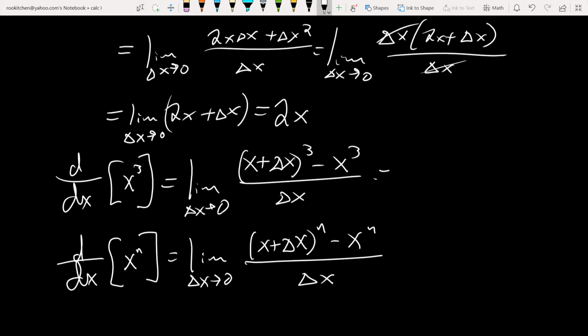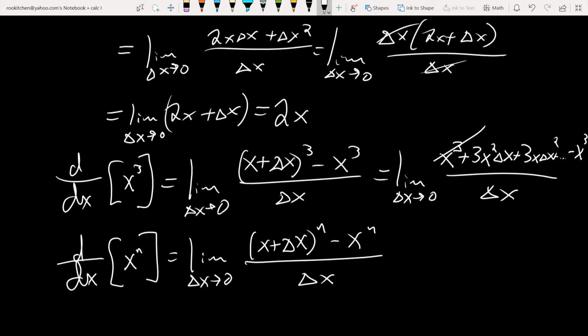Right? This is the limit as change in x goes to 0 of, well, the first term is going to cancel with this last part, right? So it'd be x cubed plus 3x squared change in x plus a bunch of stuff with change in x squared, 3x change in x squared plus blah, blah, blah, I'm running out of room, minus the x cubed. So the x cubed term and this last term are going to cancel out. And then there's a bunch of baloney in here.